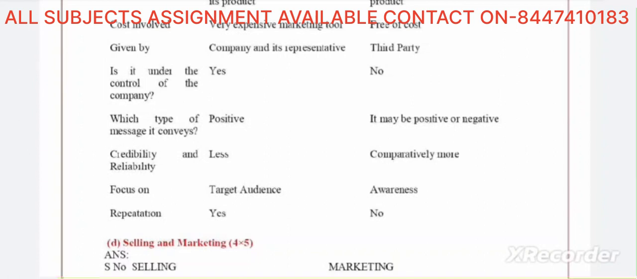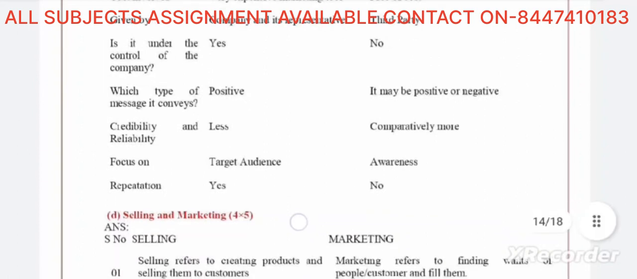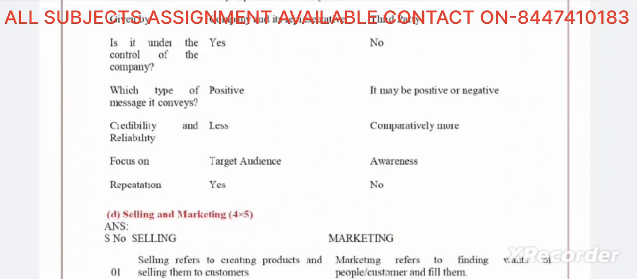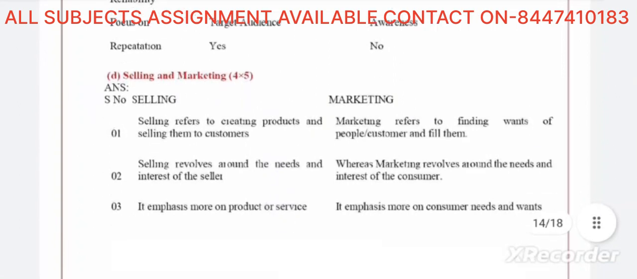Credibility and reliability, it is less and comparatively more. Focus on target audience awareness. Reputation, yes, no. Now, selling and marketing, what is it?